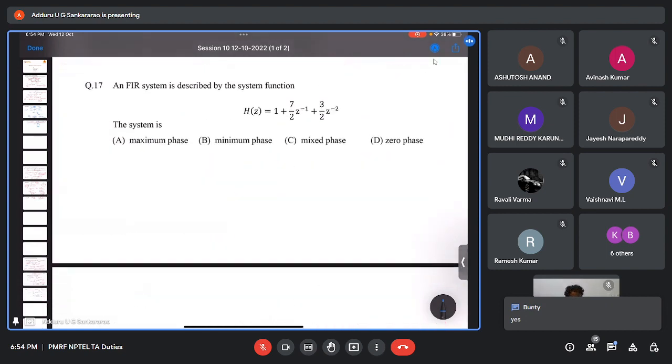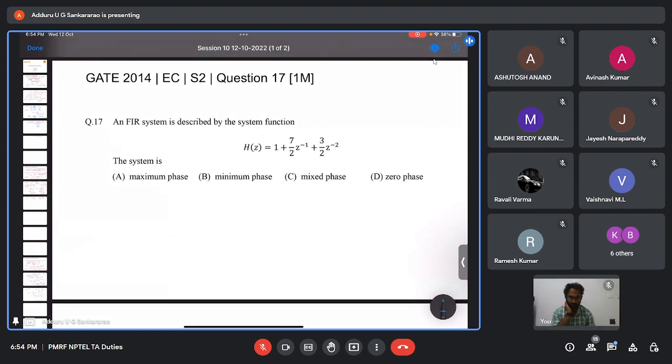This is another question, given in GATE 2015, set 2 for 1 mark. An FIR system, a finite impulse response system, is described by the system function shown. The system is: minimum phase, maximum phase, mixed phase, or zero phase?